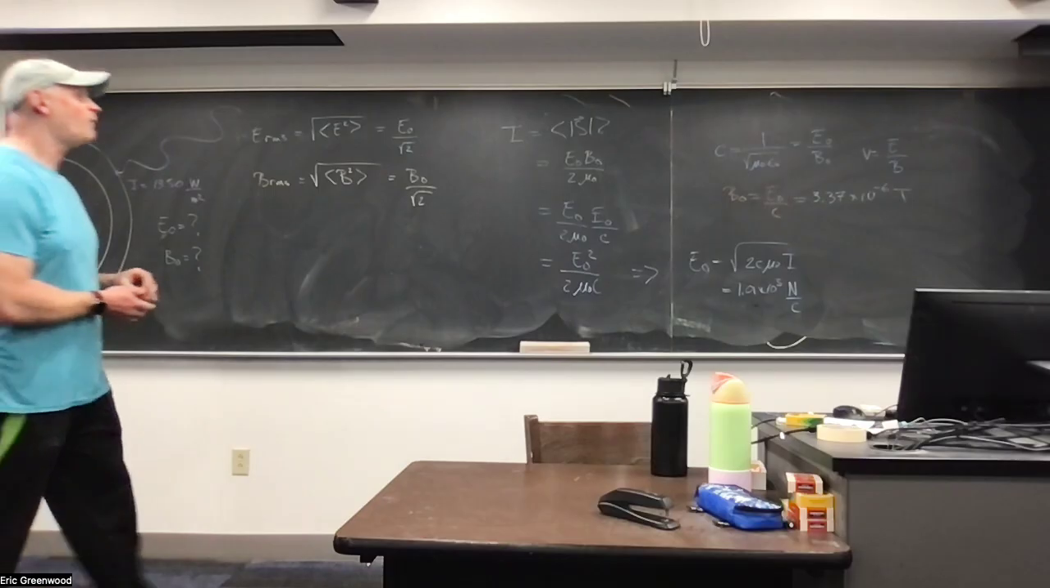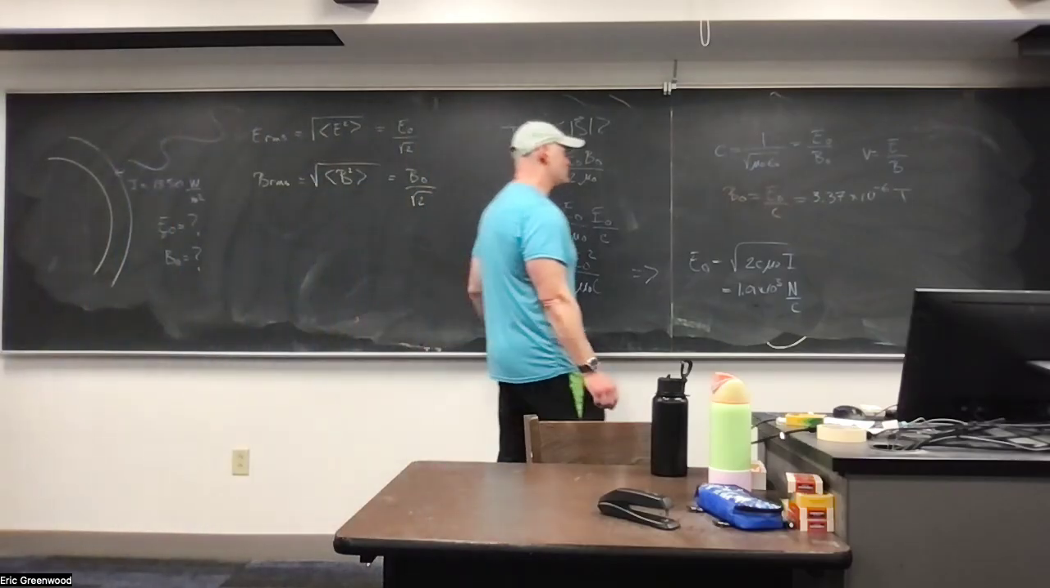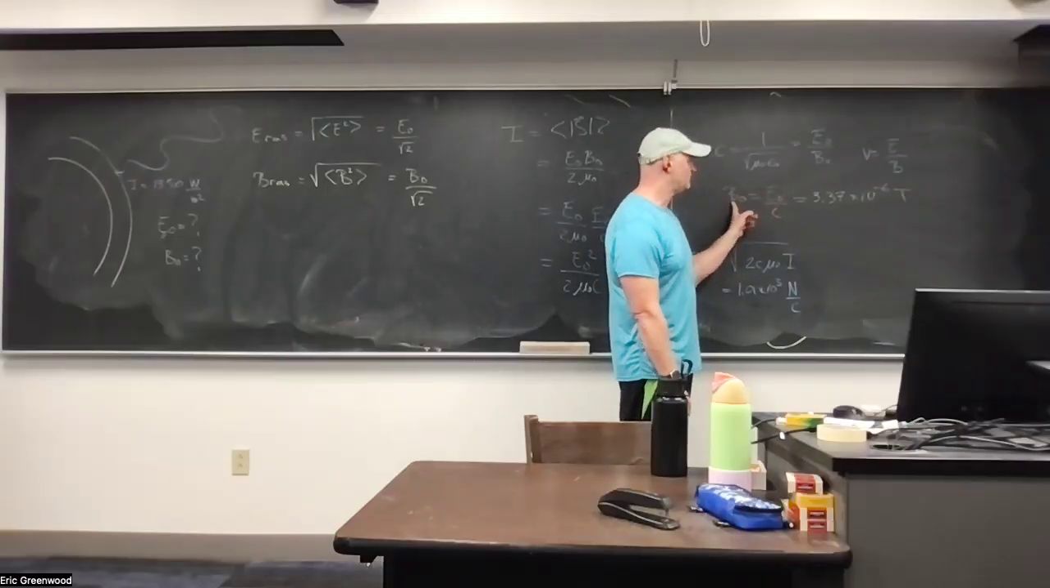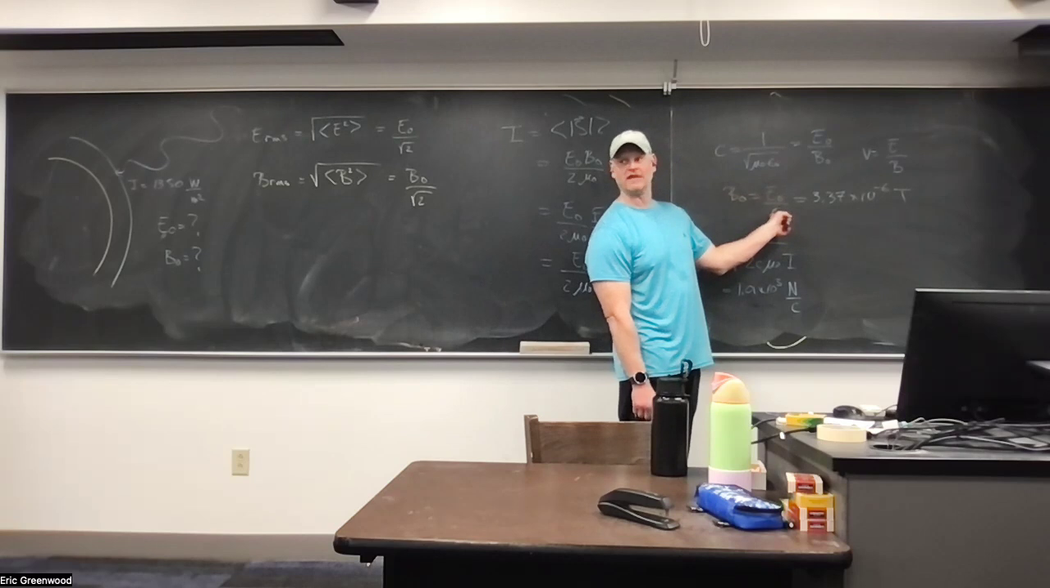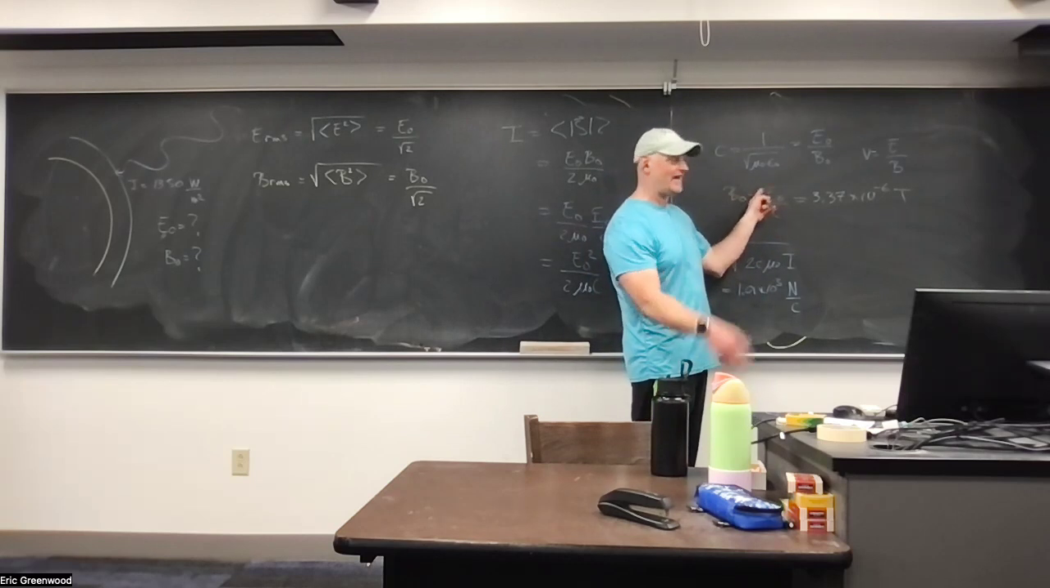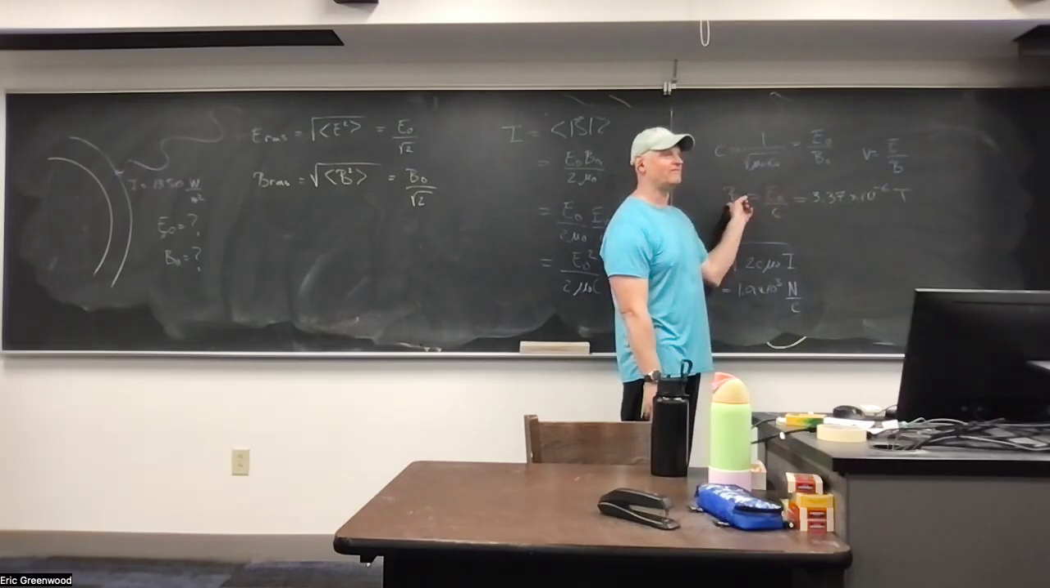So that's it. What is always going to be true is that the electric field will always be much bigger than the magnetic field, because it's related by a factor of the speed of light. So the amplitude of the electric field will always be at least 3 times 10 to the 8th times bigger than that of the magnetic field.